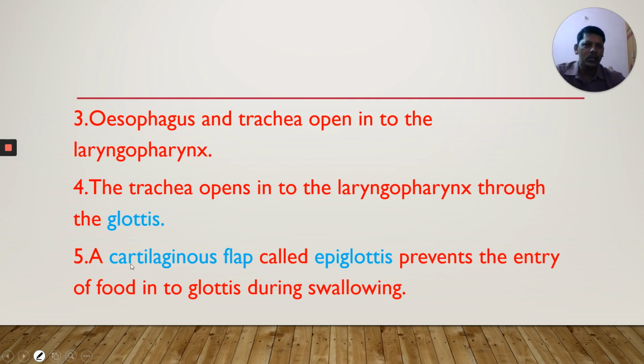A cartilaginous flap. Cartilaginous means it is made up of cartilage, elastic cartilage. And flap, it moves up and down like birds can flap their wings. It can move up and down. The cartilaginous flap called epiglottis prevents the entry of food into the glottis during swallowing.